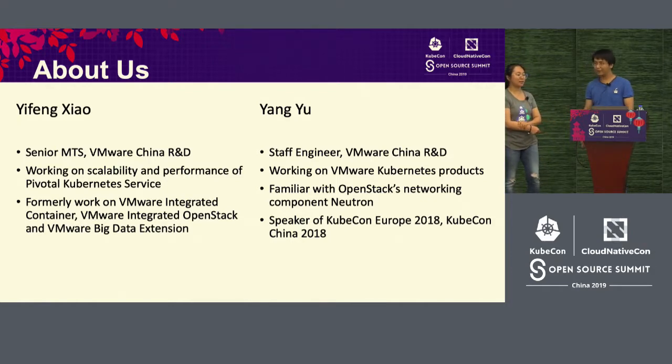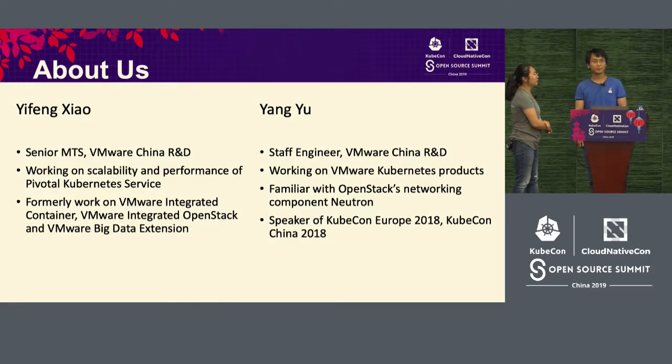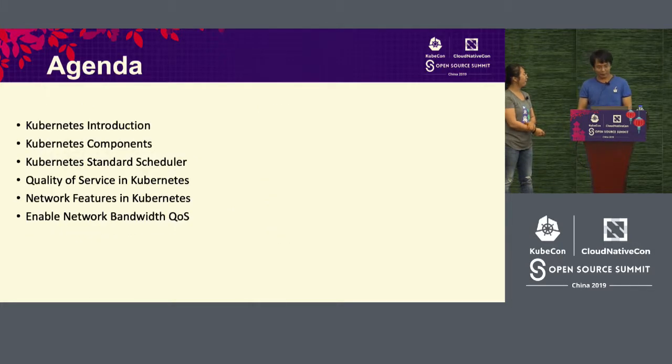Hi, my name is Yifeng. I also come from VMware's China R&D, in the Beijing office. What I do is work on VMware Kubernetes products, and I do a lot of Kubernetes. Before that, I focused on Neutron OpenStack networking, so it's quite related to networking. If you have any questions or topics related to networking, do not be hesitant to talk with me.